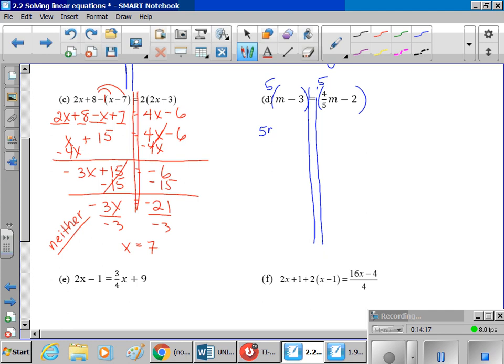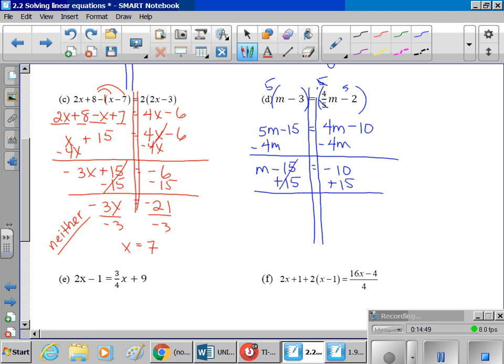So this becomes 5m minus 15. This is if you like to get rid of those fractions right away. So when we multiply this by 5, it becomes 4m minus 10, right? Because you multiply this by 5, the 5's cancel. You multiply this by 5, that becomes minus 10. And now we're at the point where we can solve this pretty easily. So this again is neither, because it solves.